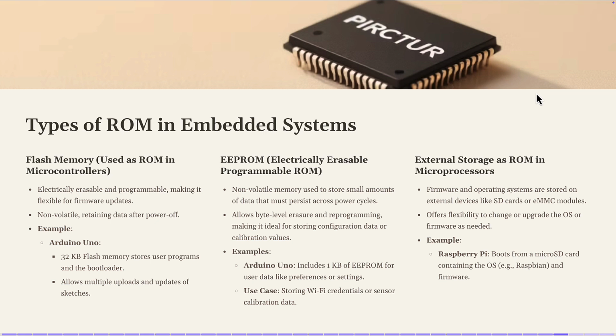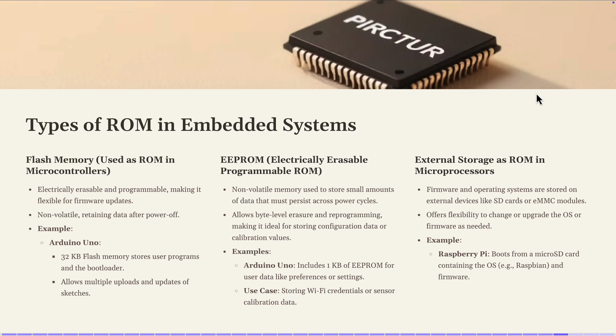So the EEPROM is basically another type that we can also use to store user data, like preferences or settings. So flash is for bootloading, and the EEPROM is used to store a small amount of data that must persist across power cycles, like for example Wi-Fi credentials or sensor calibration data, instead of doing that every time with every update. So we can store it persistently in the EEPROM.